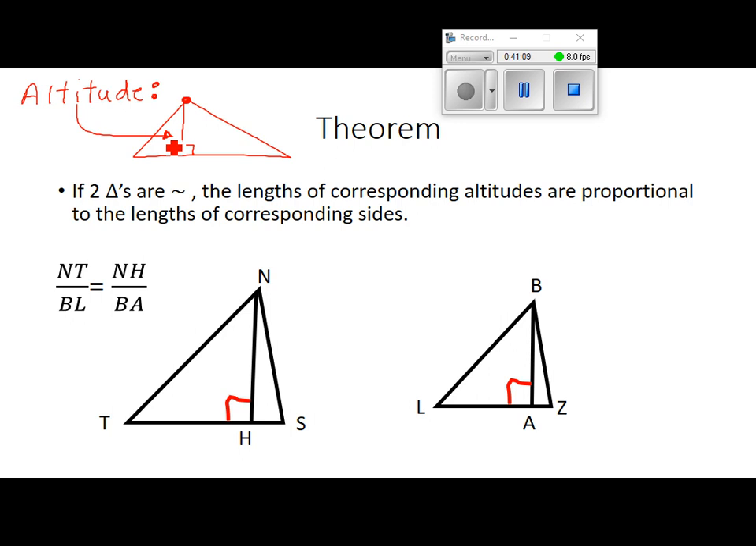So all this theorem says is, if they tell you the two triangles are similar, and you know this side is 10, and this side is 8, just making up numbers here, and we know this altitude is 7, then we can find this altitude. So 10 is going to match up to 8, the same as what? 7 matches up to x. So it's just setting up a proportion again is all.